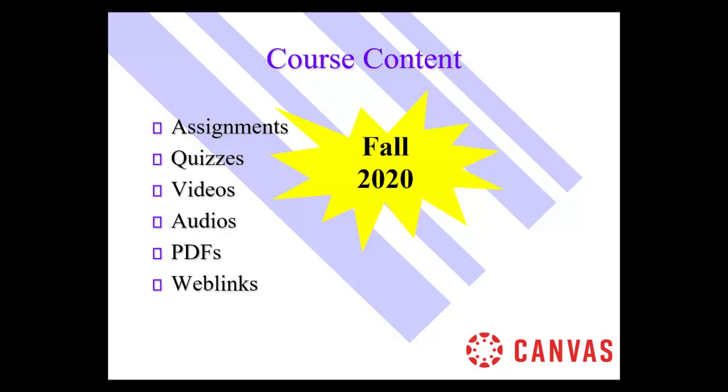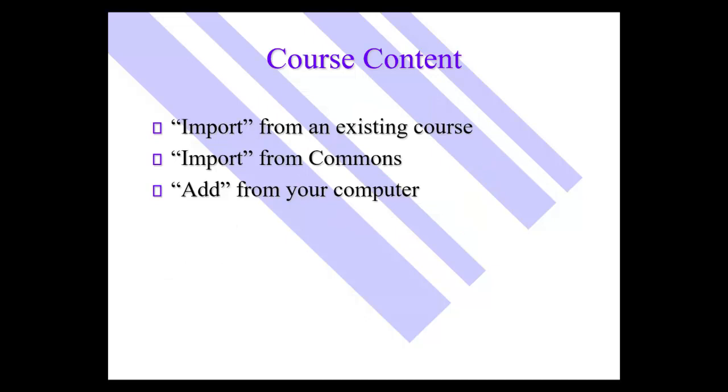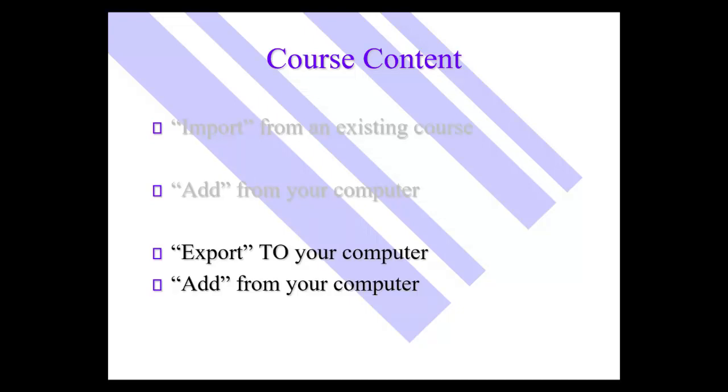Typically, there are three ways to add content, and I'm going to use Canvas's nomenclature. You can import from an existing course. You can import from Commons. You can add from your computer. And I think most people import from an existing course or add from their computer. But I want to give you another option. Export from an existing course to your computer and then add components back.